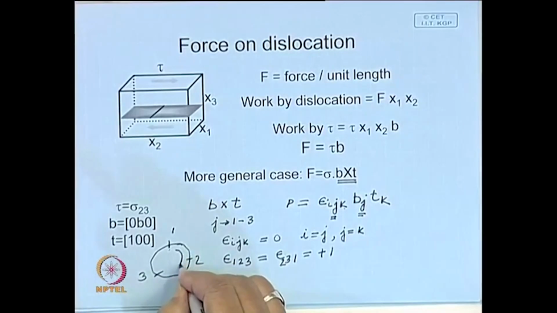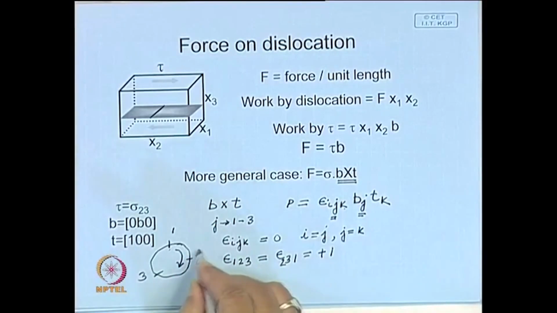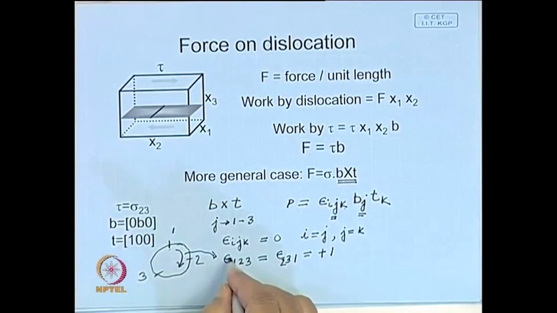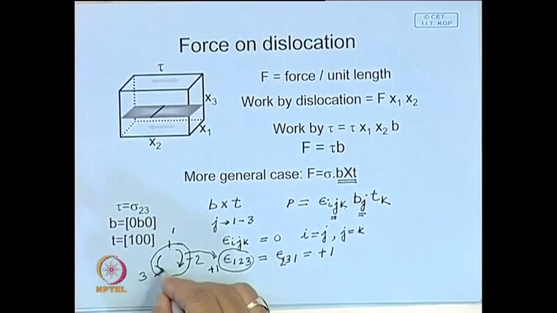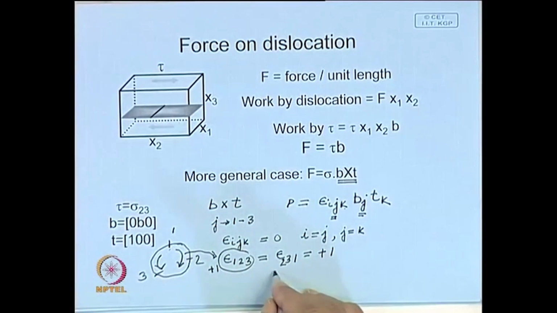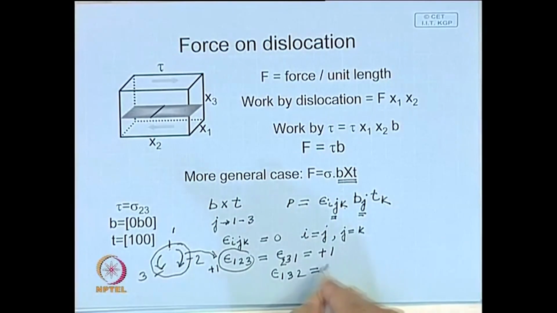So that means, if it goes in this sequence, then the magnitude of this tensor is plus 1. If it goes in the reverse direction, that means 1, 3, 2, epsilon 1, 3, 2, then this is equal to minus 1.